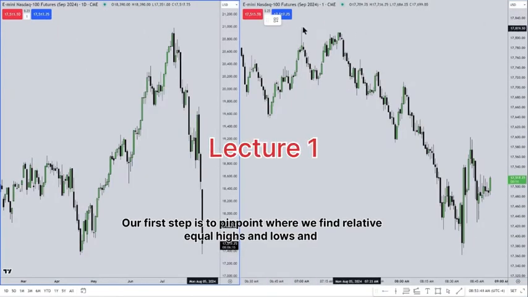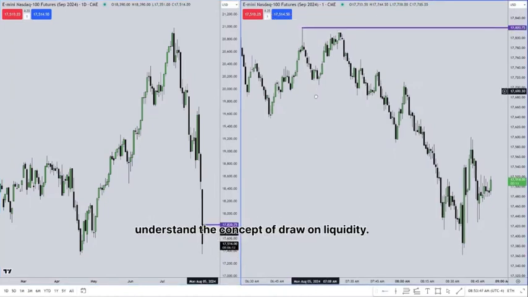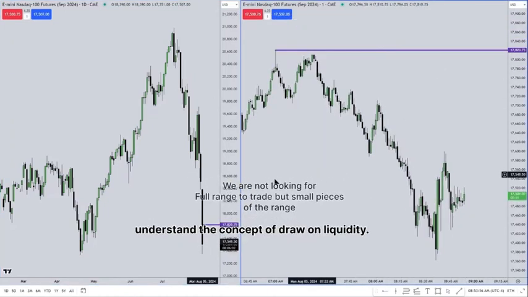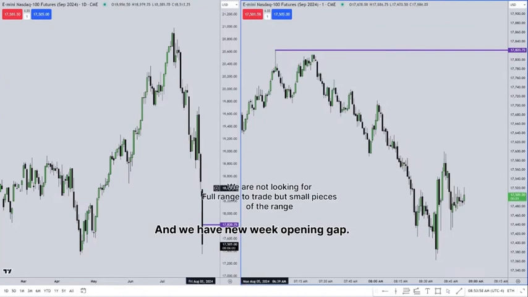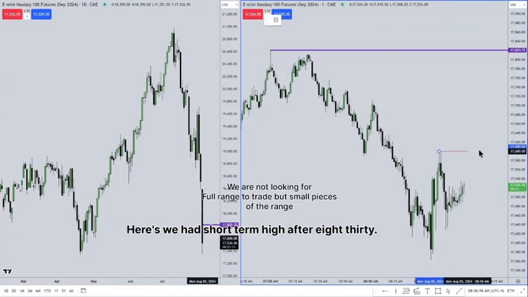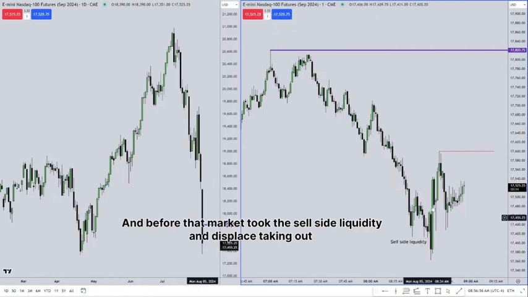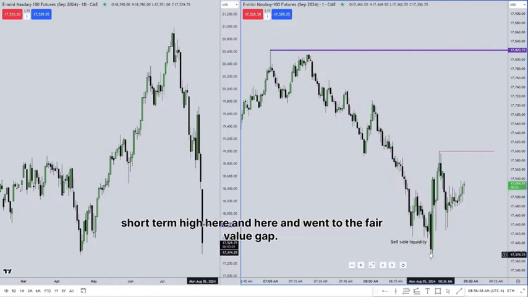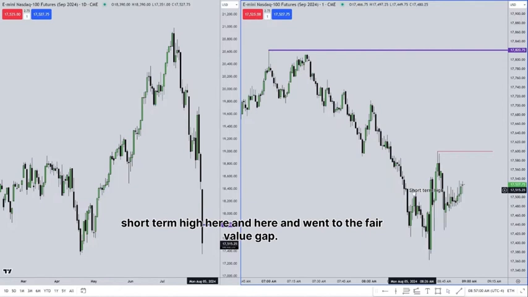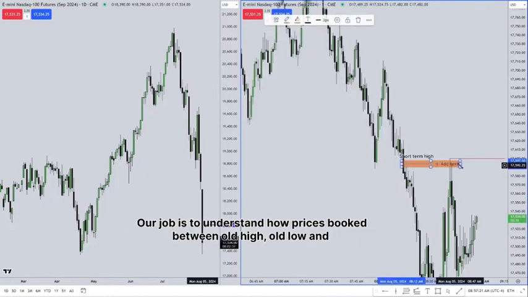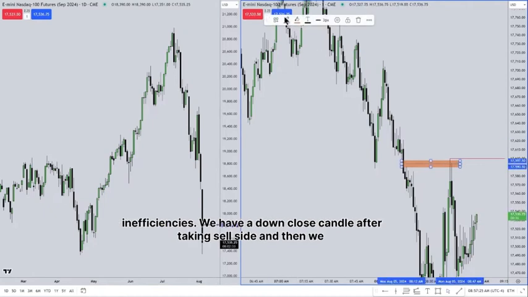Our first step is to pinpoint where we find relative equal highs and lows and understand the concept of draw on liquidity. And we have new week opening gap. Here we had a short-term high after 8:30. And before that, market took the sell side liquidity and displaced, taking out short-term high here and here and went to the fair value gap. Our job is to understand how price is booked between old high, old low, and inefficiencies.